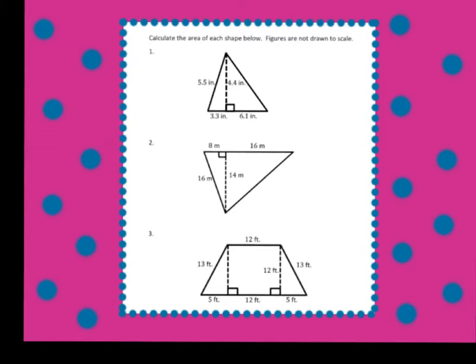Each right triangle represents half of a rectangle. The area formula for a rectangle is A equals base times height. But since a right triangle only covers half of the area of a rectangle, we take the area of the rectangle and multiply it by half or divide by 2.